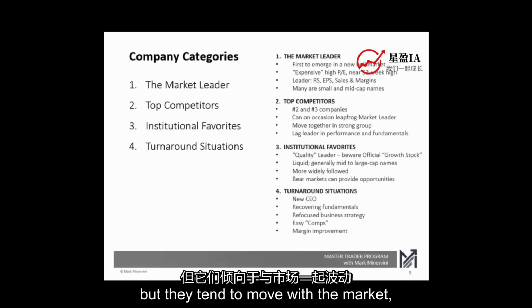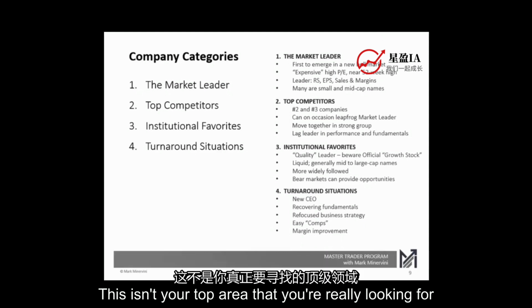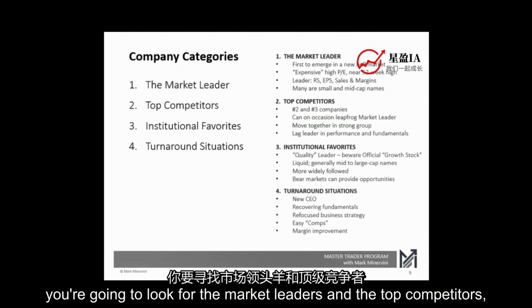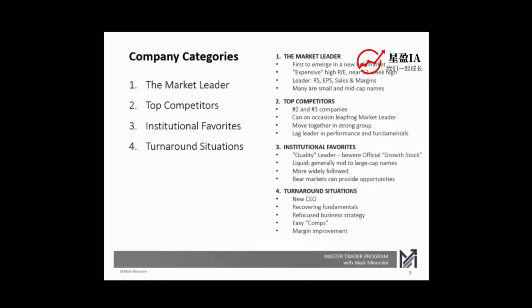But they tend to move with the market. They're more market-type stocks, so they're going to go up when the S&P goes up, down when the S&P goes down. And this isn't your top area that you'll be looking for. You're really looking for the market leaders and the top competitors. But like David said, you're going to throw in some of these institutional favorites, particularly coming off of a bear market. The turnaround situation.